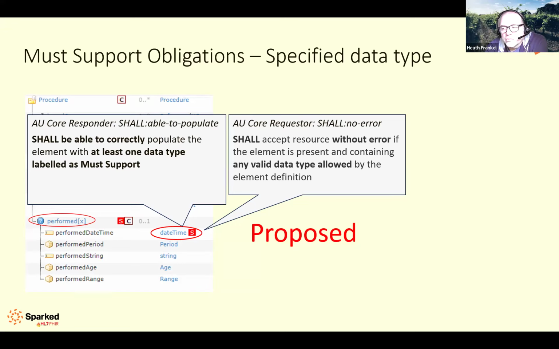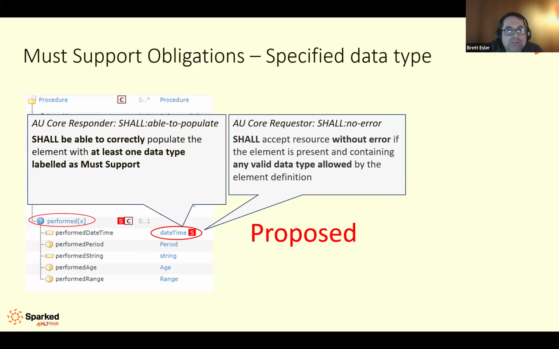But for whatever case of data, for example, we know of systems that may capture a procedure performed at a particular age versus on a particular date. So in that particular case, the responder would still provide the age, but they should also be able to, in other cases, at least provide date time. So it's their choice of what other types they support, but they have to at least support this one.